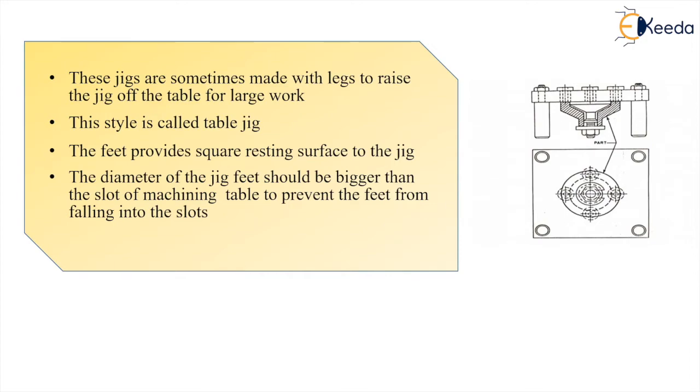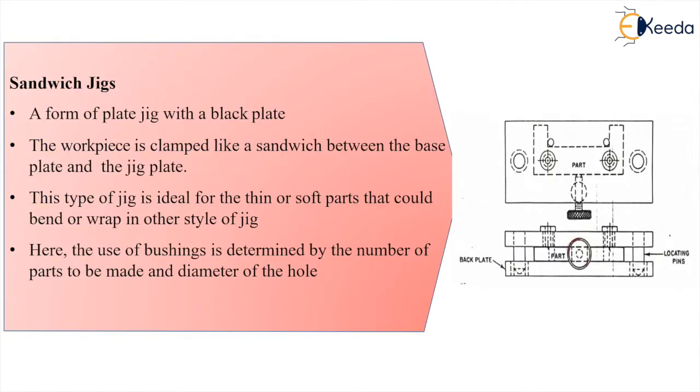Here, these jigs are sometimes made with legs to raise the jig off the table for large work. This style is known as the table jig. Again, this is a modification over the plate jig with legs, called the table jig. The feet provide a square resting surface to the jig. The diameter of the jig feet should be bigger than the slot of the machining table to prevent the feet from falling into the slot. So this is the table jig.